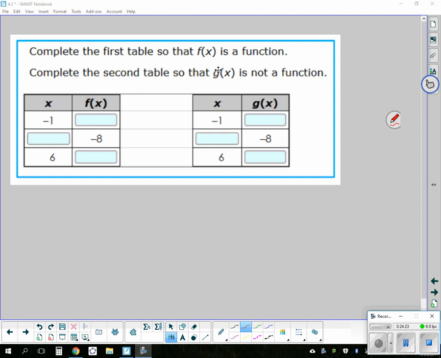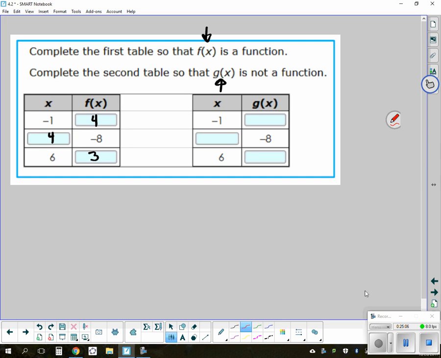All right, last problem. Complete the first table so that f of x is a function and so that the second table is not a function. We're going to talk more about this notation later on in this chapter, but for now you can just notice that this is your input, this is your output, this is your input, this is your output. This is a bit of a throwback to 4.1. To make things a function, each x can only have one y. So it does not matter what number you put here. It doesn't matter what number you put here. The only things you cannot put here to make it a function would be -1 or 6. If you put any other number here, this is a function.